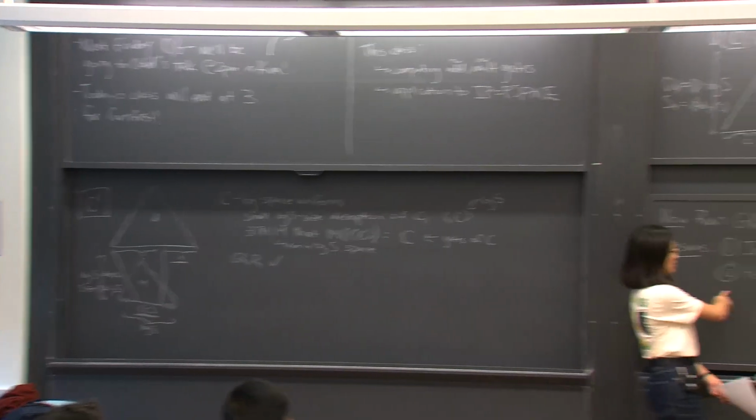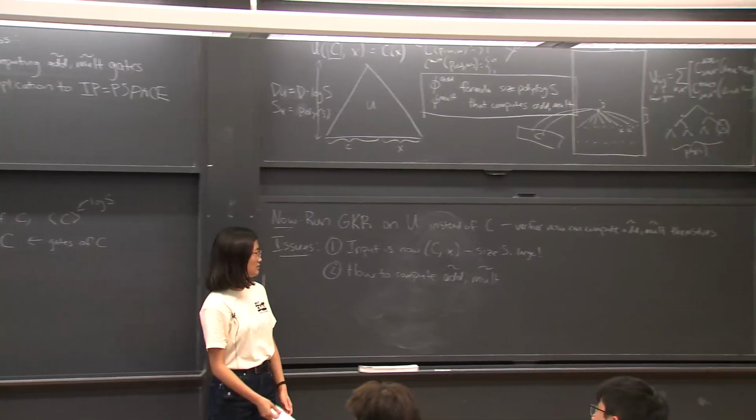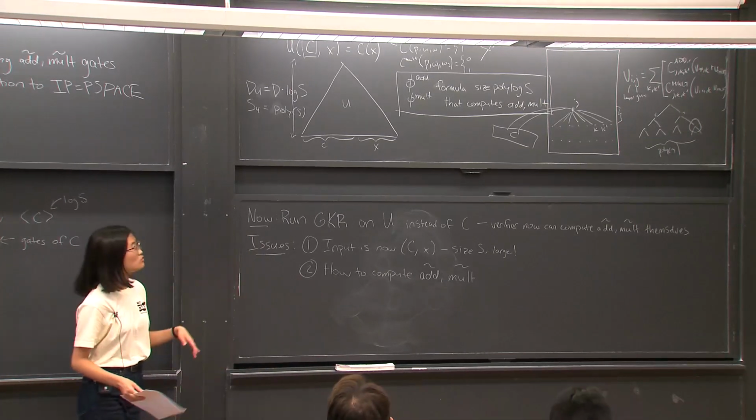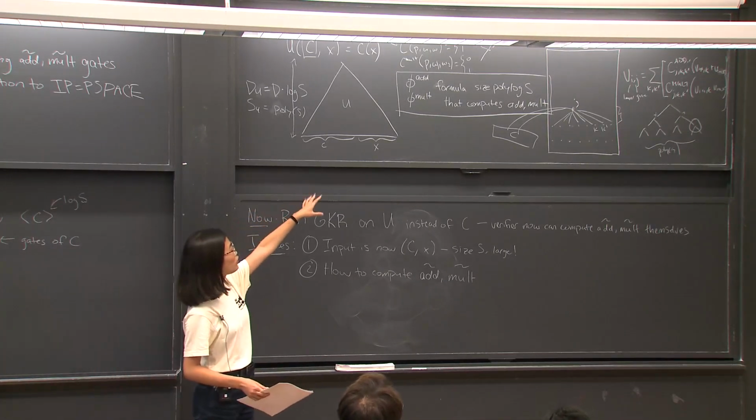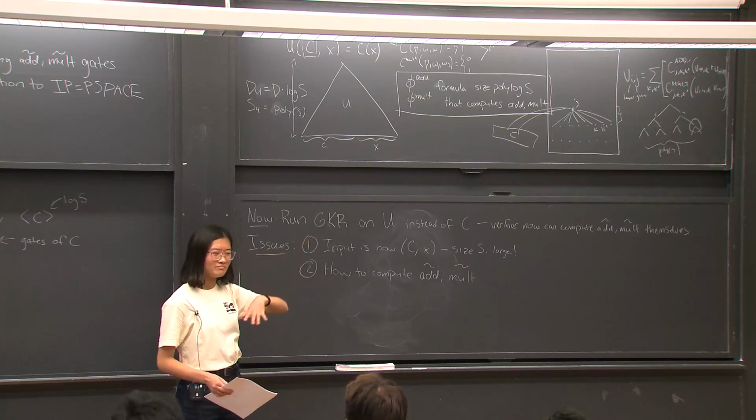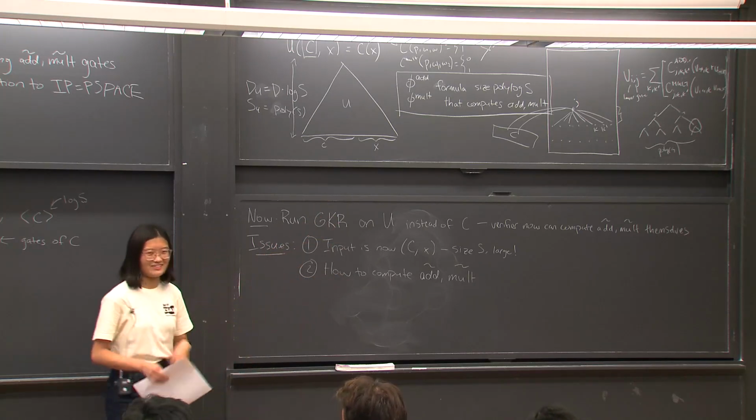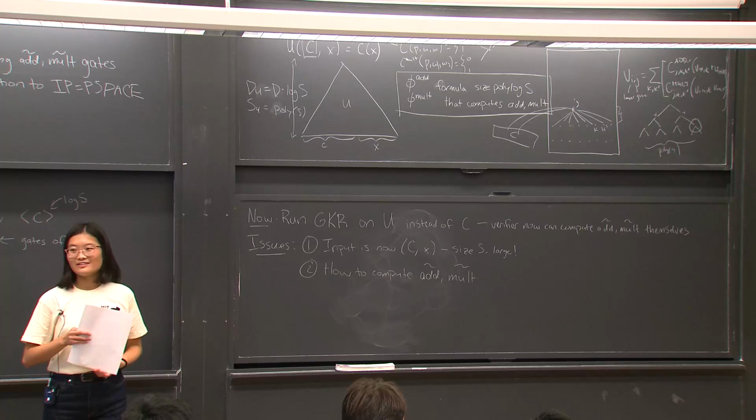Okay, so the second issue, as Nikon pointed out: how do you compute the low degree extensions of the add and mult gates, whereas we only currently have Boolean formulas that compute them on the Boolean hypercube? It's not even the H hypercube yet.